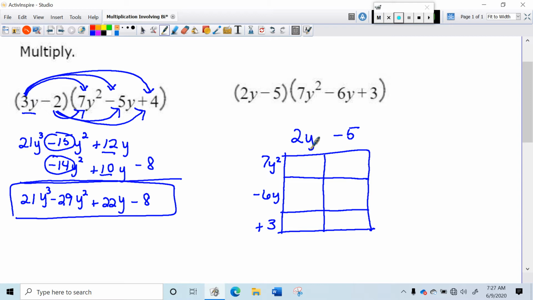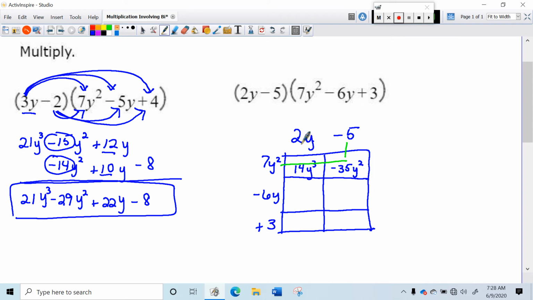And then I start multiplying. So it goes up and over. So 2 times 7 is 14. I've got a y here and 2 here, so that's 3 y's. Up and over. So this is what I'm doing when I say up and over. Just up and over. Okay? So negative 5 times 7 is negative 35. And then I have 2 y's there, y squared.